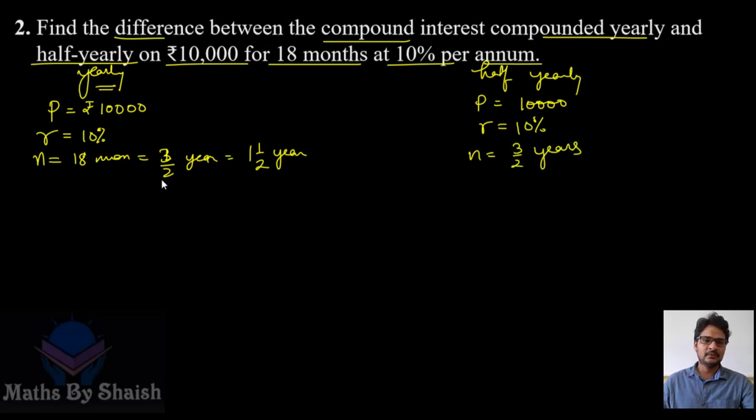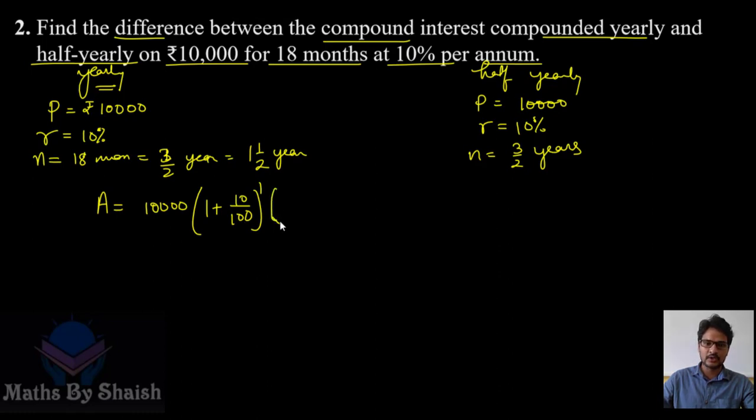So basically we are going to find the amount. We know the compound interest is like, if you find the amount for the next time period, then we take the previous amount as the principal. So for the first year, meaning 12 months, the amount becomes 10,000 times 1 plus 10 over 100 to the power 1, and this will become the principal for the next half year, so that we will include in this.